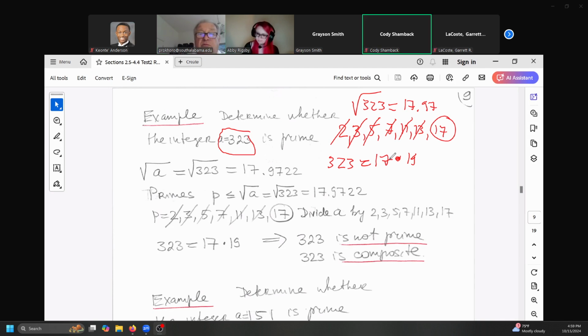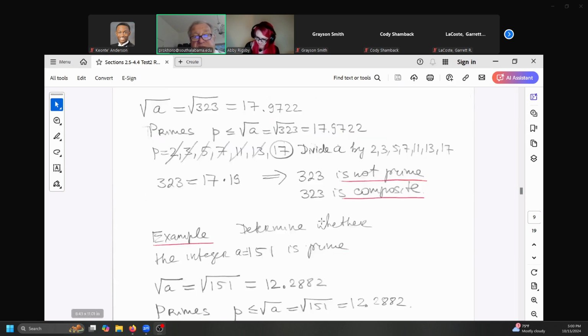No, no, no, it's composite. Composite. This is not prime. Okay, so not prime. And so let's see the next one.